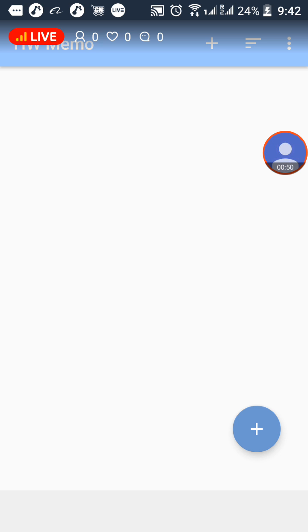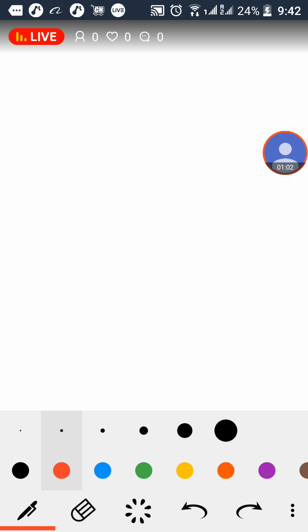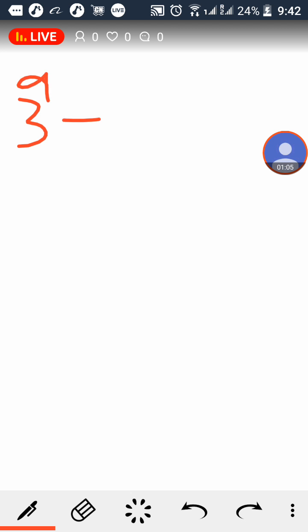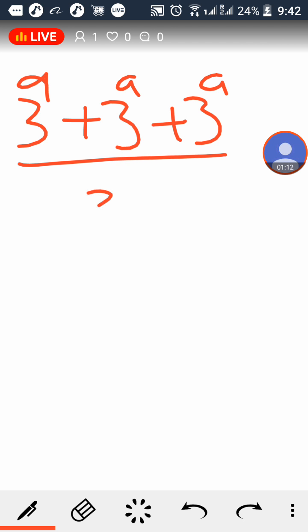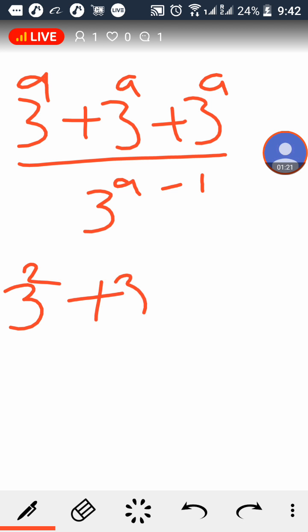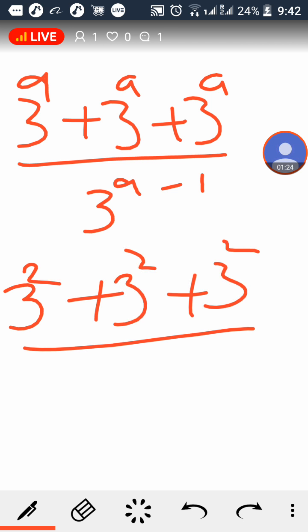The first question was 3 to power a plus 3 to power a plus 3 to power a over 3 to power a to power minus 1. When you solved it, you actually said 3 to power 2 plus 3 to power 2 plus 3 to power 2 over 3 to power 1. It means you used a equals to 2.